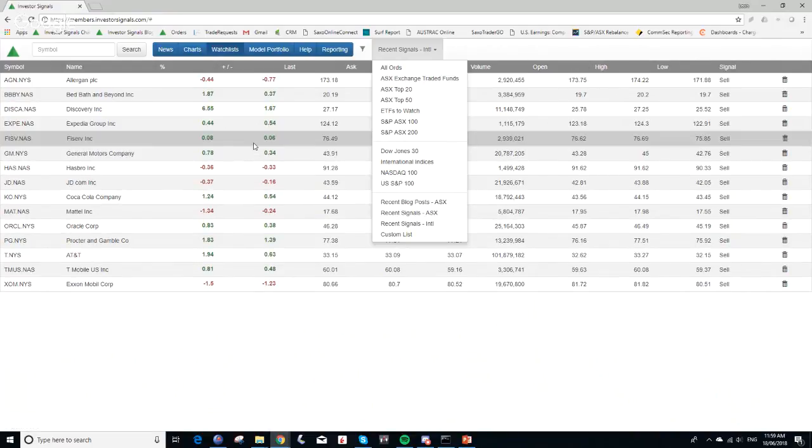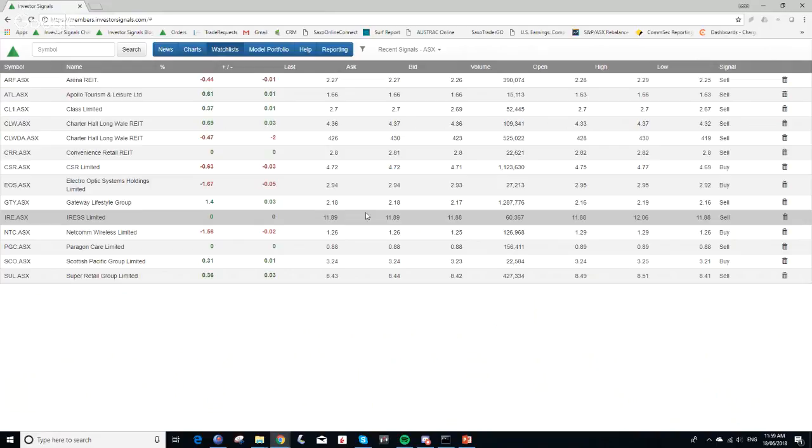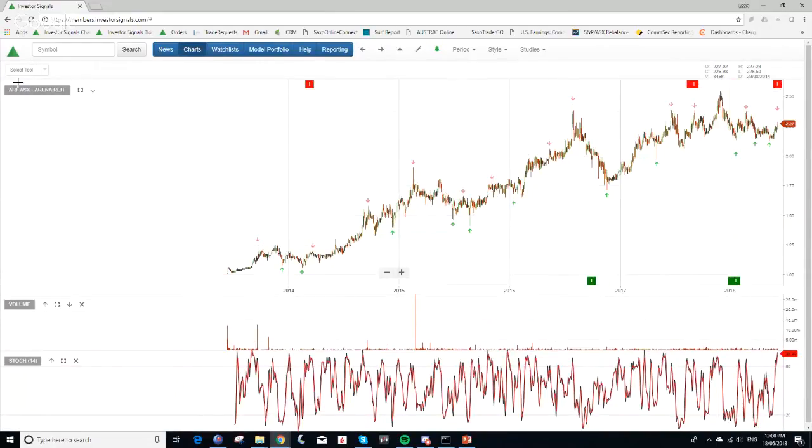So that's the wrap up of the US, and we'll start to revisit some of these names and have a look at some opportunities on the buy side of the market when they occur. Moving on to the ASX, so let's just go into the recent signals for the ASX, and we'll move through these fairly quickly, and then I'll just come back and summarize some of the names that we looked at in the last week or two within the ASX.